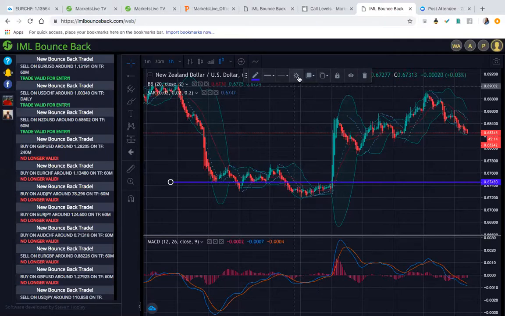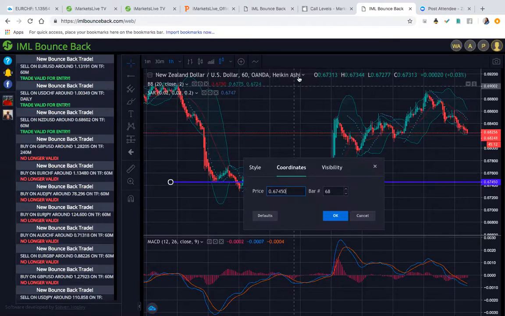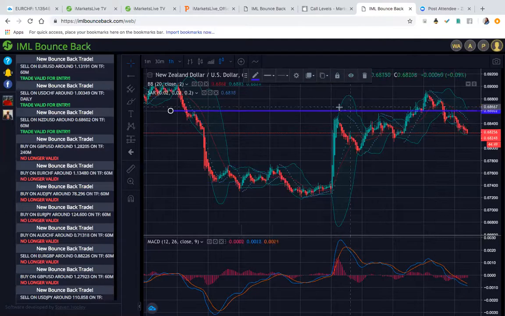Now all you do is click on the settings button, and you go to coordinates, just in case yours don't come directly to coordinates. You're going to change price to where BB tells you they want you to enter the trade, right? So I have 0.68602, and I click OK. So that puts my horizontal ray to where I should have looked for entry yesterday, because this trade happened yesterday.